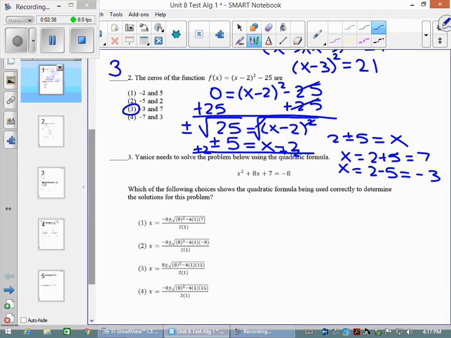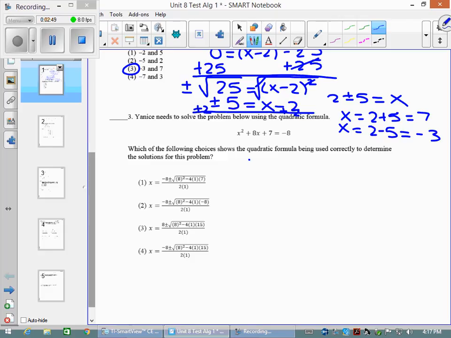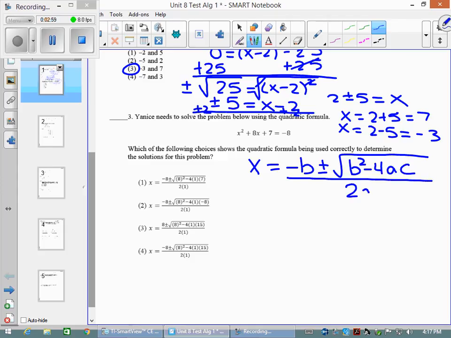For question 3, we're being told that this student needs to solve the problem below using the quadratic formula. Which of the following choices shows the formula being used correctly? So this formula was given to you on the test, so I'll just rewrite it here for us. X equals negative b plus or minus the square root of b squared minus 4ac all over 2a. Again, that's on your Regents reference sheet. That will be provided for you.